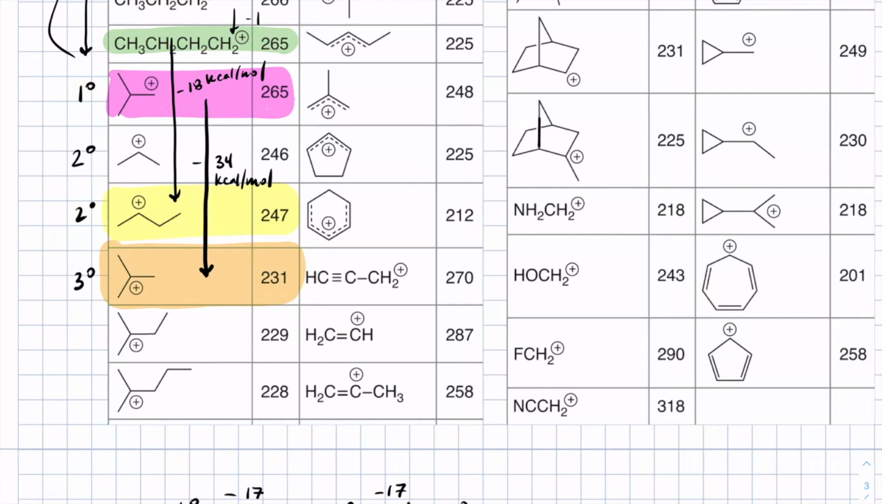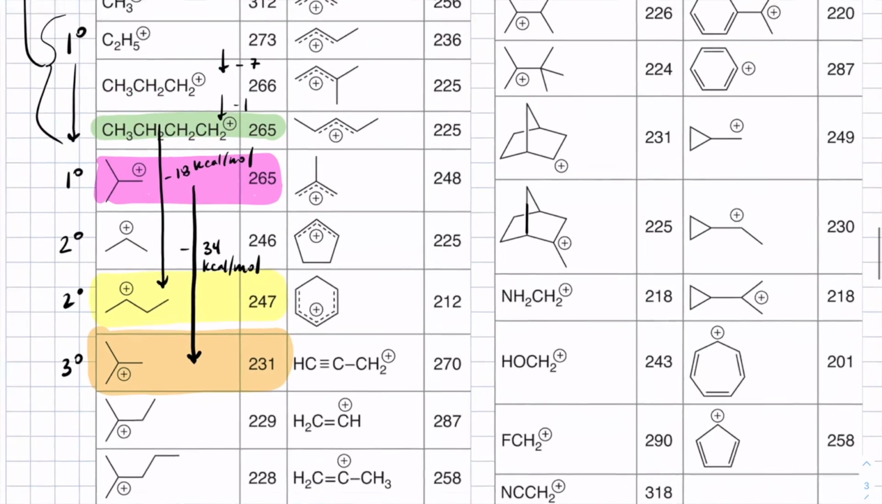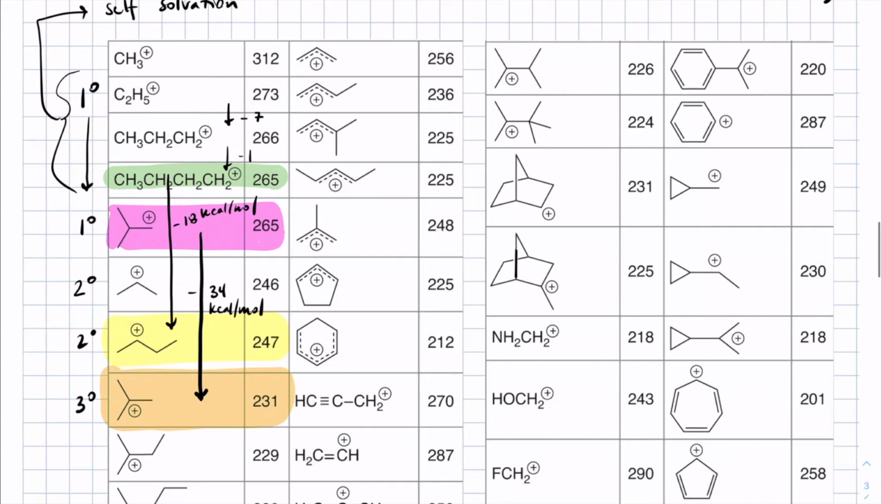A couple other trends of interest include resonance stabilization. As you would expect, resonance stabilization is stabilizing. Here we have on the top of this table the allyl carbocation with a HIA of 256. Compare that to the similarly sized but non-resonance stabilized propyl cation, resonance stabilization worth about 10 kilocalories per mole there.